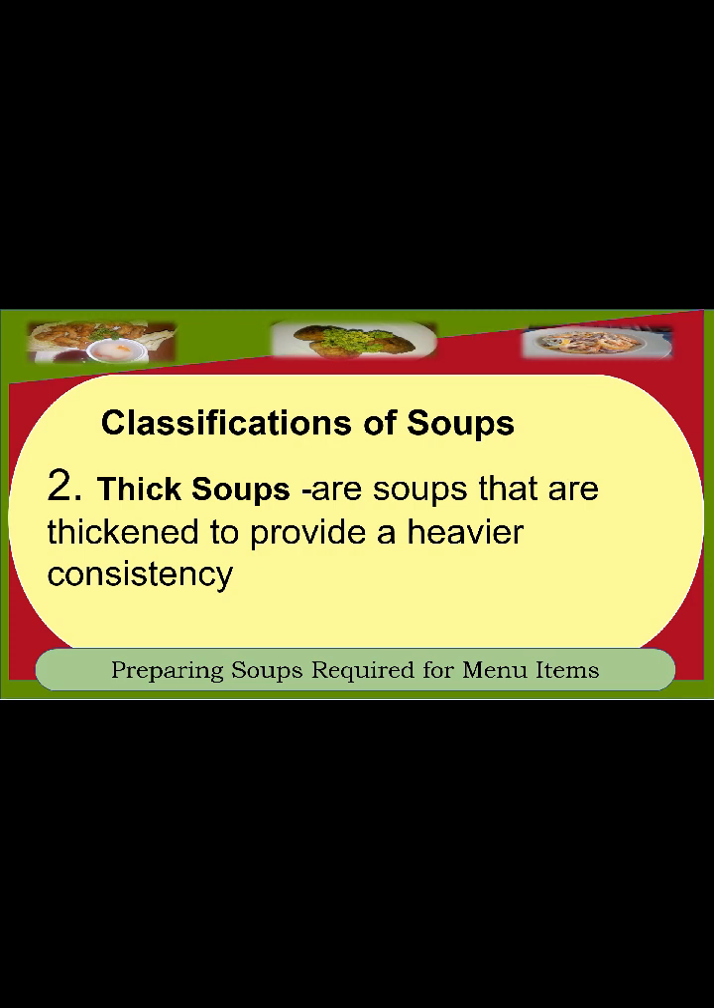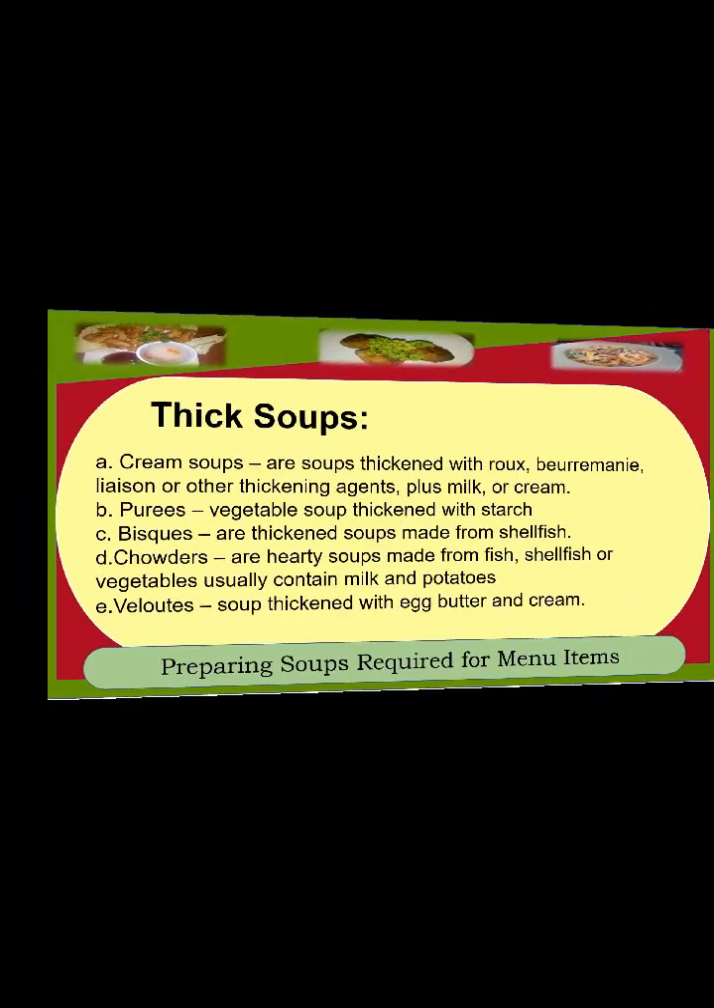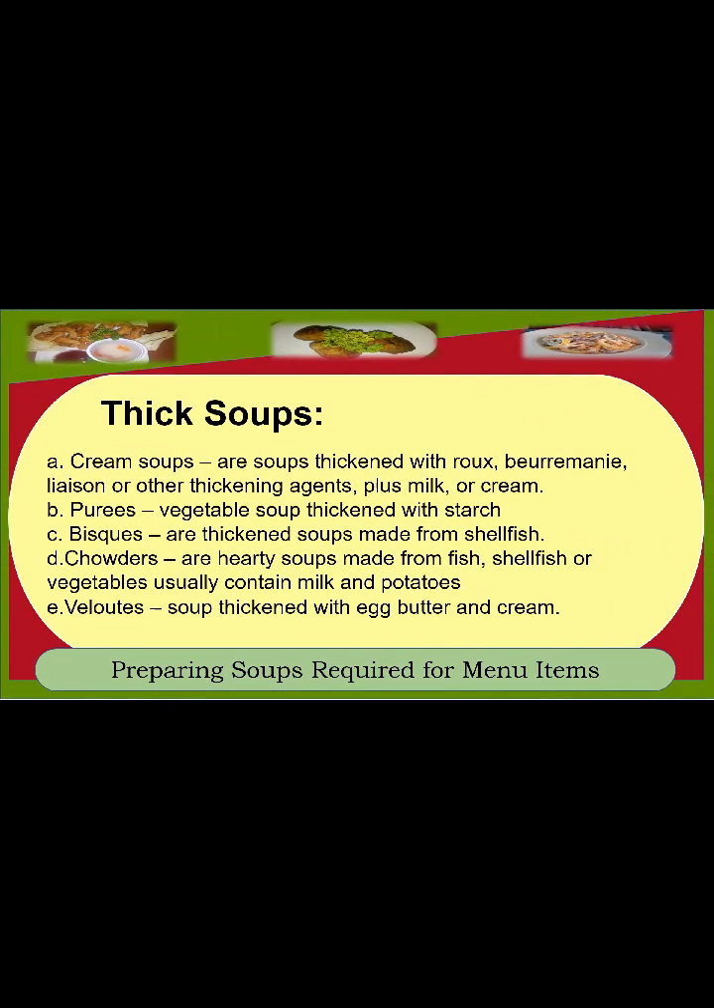Now, let's have different examples of thick soups. We have letter A, cream soups. These are thickened with roux, beurre manié, liaison, or other thickening agents. Then, plus din ka ng milk or cream. So, those are cream soups. Letter B, purees. These are vegetable soup thickened with starch. So, starch yung ginagamit as thickening agent.